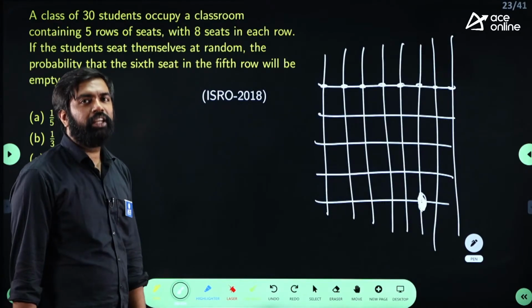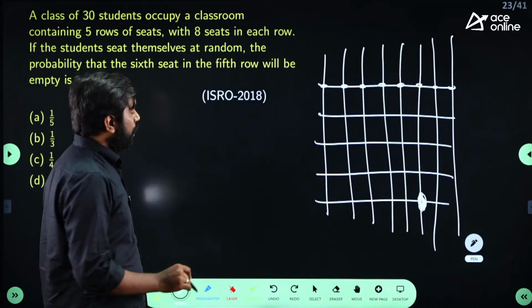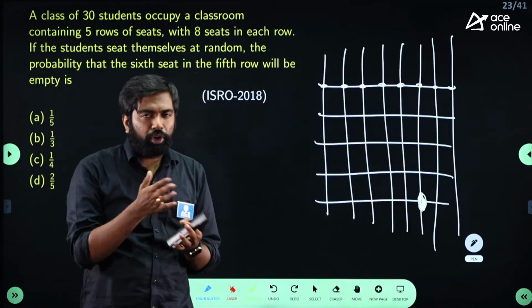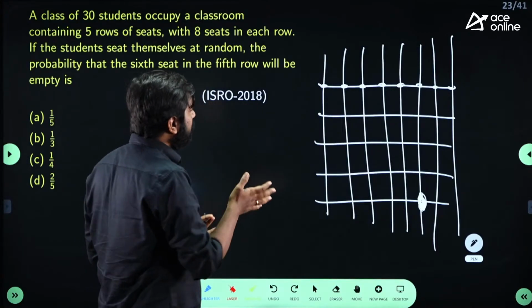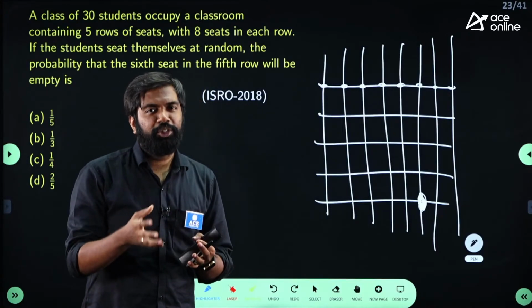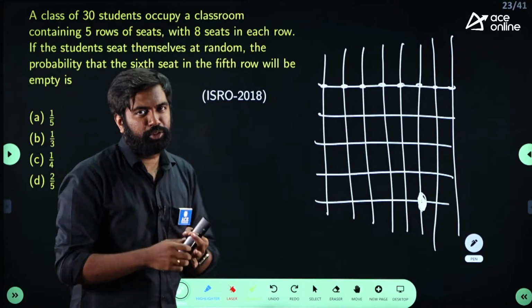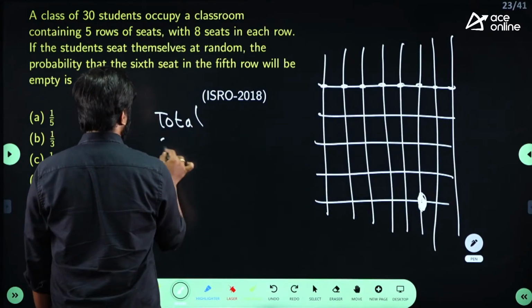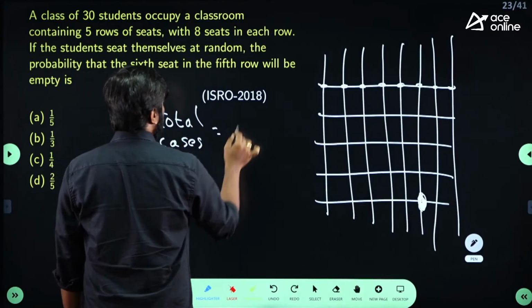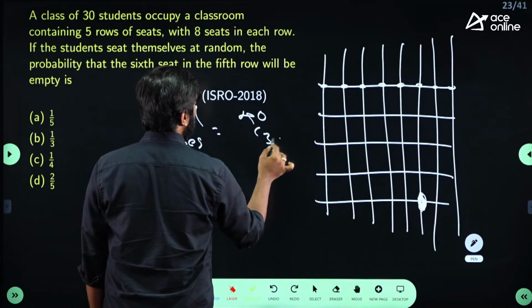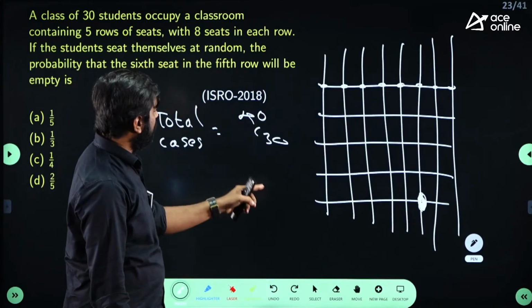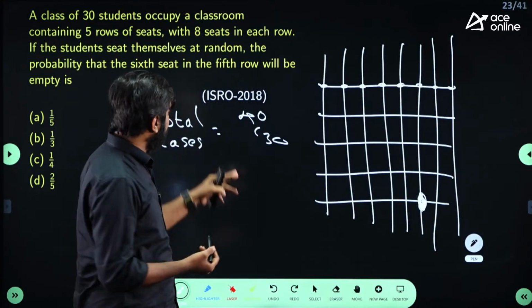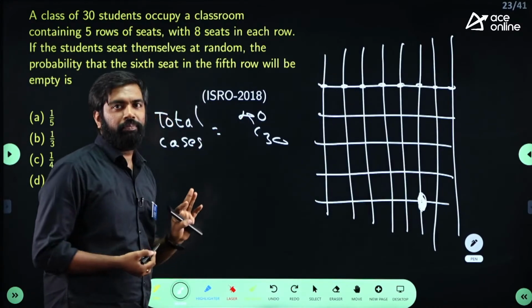The total seats are 40, but there are only 30 students. Now in how many ways, out of the 40 seats, you have to select 30 seats because there are only 30 students. So the total cases is 40 choose 30. Why? 40 seats, but there are only 30 students, so you want to choose only 30 seats out of those. So it can be done in 40 C 30. We got the denominator.